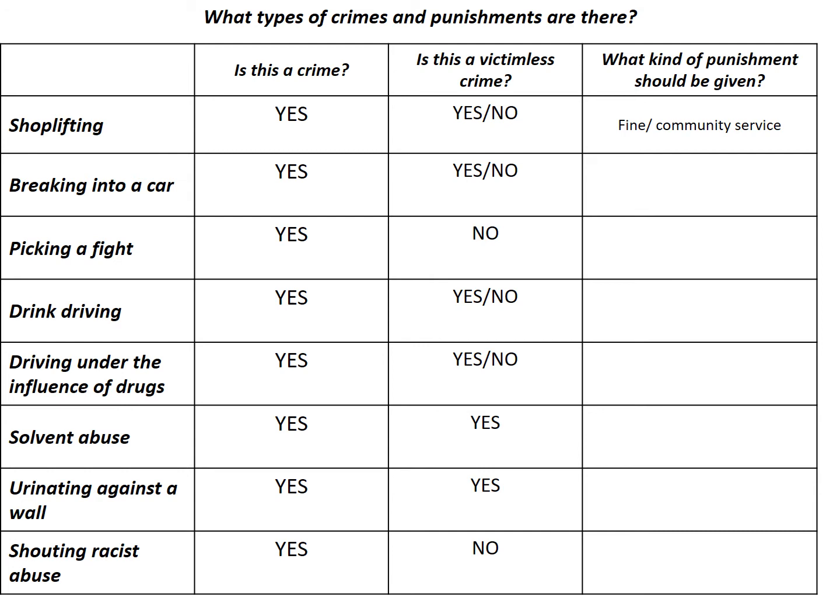Now, the last column, what kind of punishment should be given? The shoplifting one says there fine/community service. It's up to you which punishment you have put in that column, what you feel would be appropriate. Obviously, it will vary depending on maybe how much has been stolen, the severity of it, but you decide in the last column what kind of punishment you think should be given for the different types of crimes.